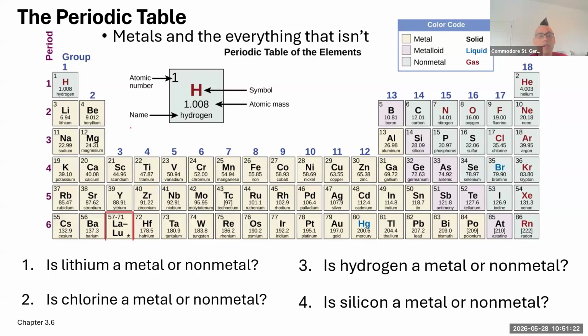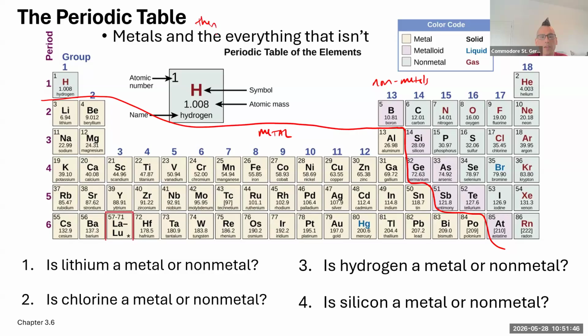And so this is kind of where we're going to use, and I'm going to draw our line again to separate the metals from everything that isn't a metal. These are going to be the metals, and then everything else are going to be the non-metals. We'll group these together as the non-metals, right? Cool. All right. So periodic table, we have metals and non-metals.